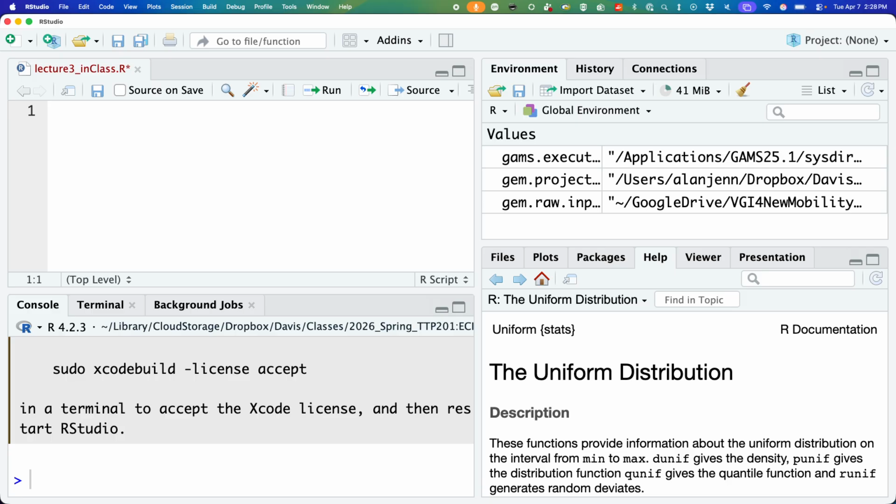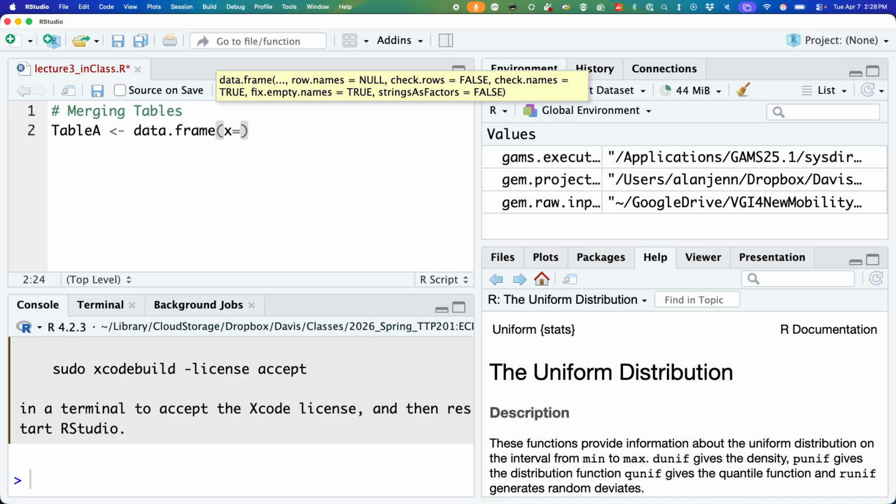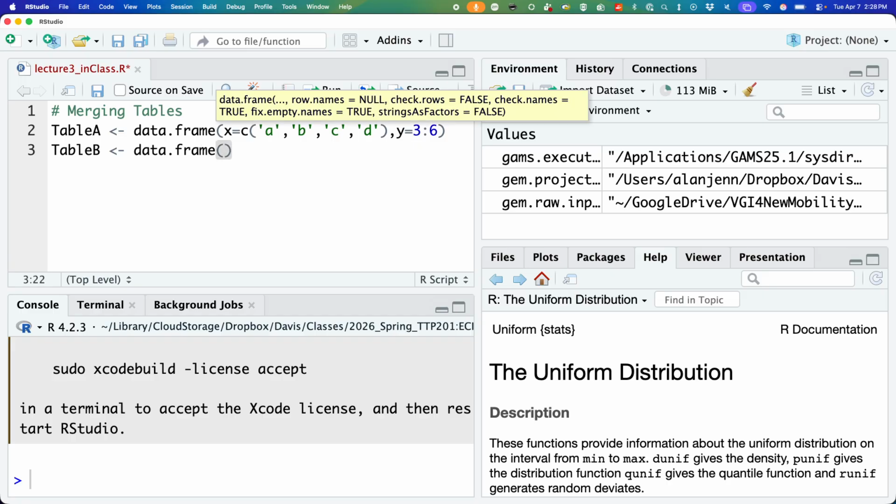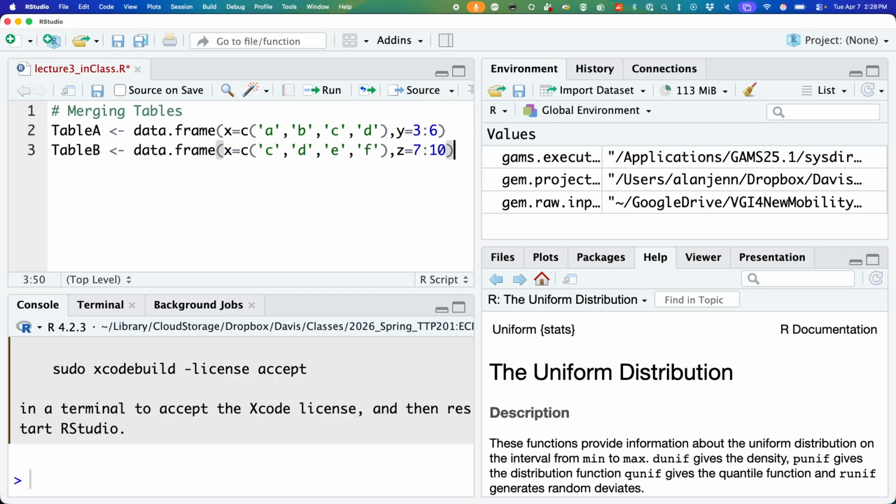So let's build our tables first. We're going to look at merging tables. So we'll have table A, exactly as I described it. We'll have a column X defined as A, B, C, D. And we'll also have a column Y, which is 3 through 6. And we'll have table B, data frame X equals C, D, E, F, Z equals 7 to 10.